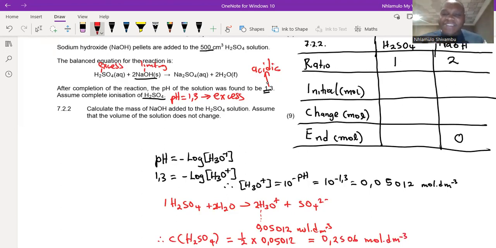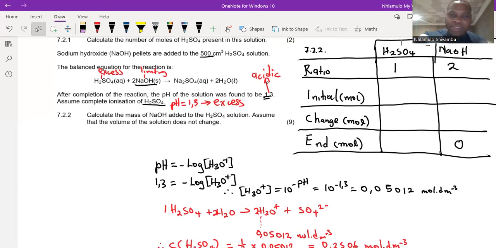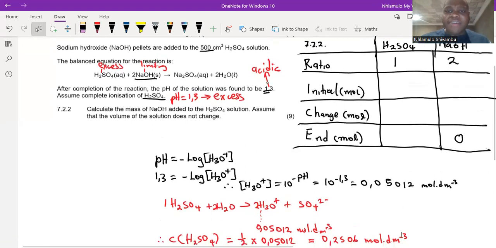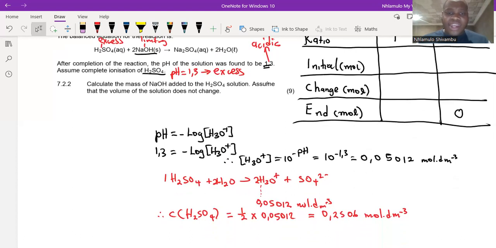And when we have the concentration of sulfuric acid, we are going to get the number of moles of sulfuric acid. How do we get the number of moles? It's because we know the volume. The volume is 500 centimeter cubes. And you need to understand why I'm getting the number of moles: remember we're trying to complete the rise table. In the rise table that we have here, we don't have concentration, we only have moles. That is why I have to convert this to the number of moles.